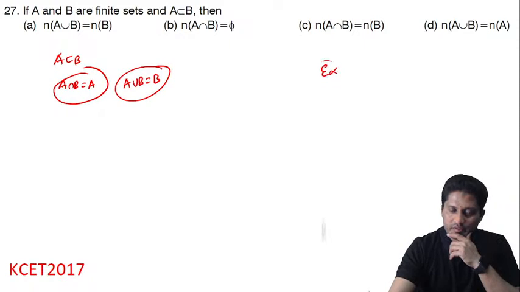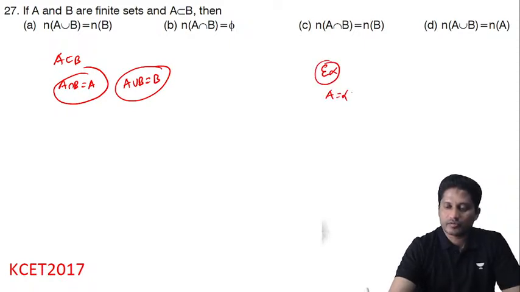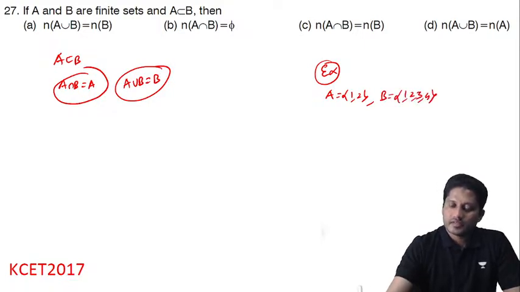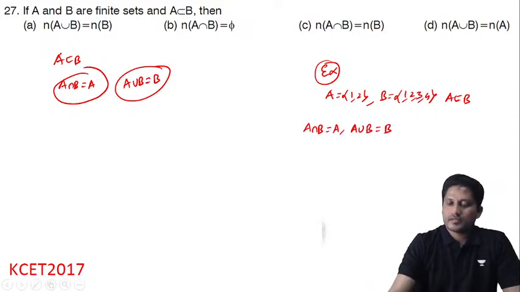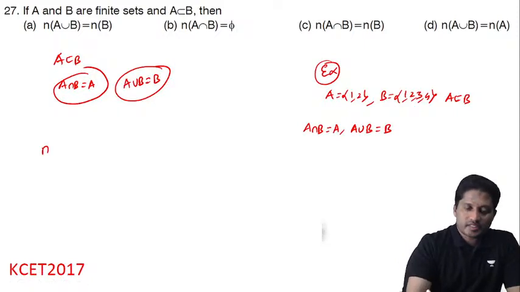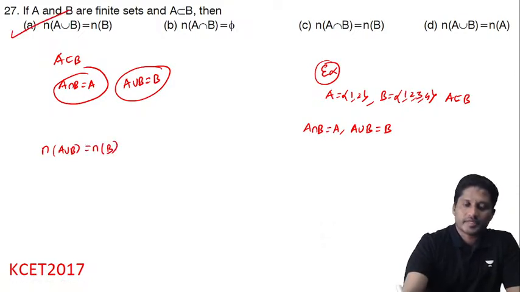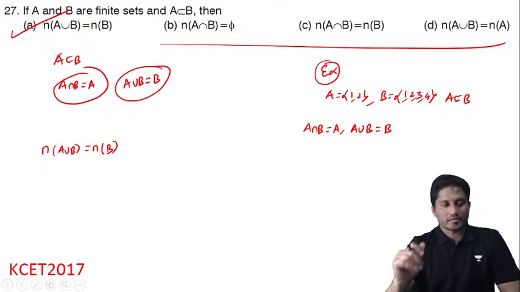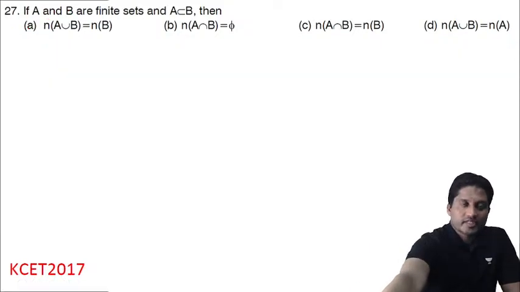Okay, I give an example. Suppose I have A is equal to 1 comma, B is equal to 1 comma 2 comma, like this. Obviously A is a subset of B, right? A intersection B is equal to A. A union B equal to B only. Check. Right, now first option is n of A union B is equal to n of B only, right? Option is true. Remaining cannot satisfy. Right, answer is option. Let's move to the next question.